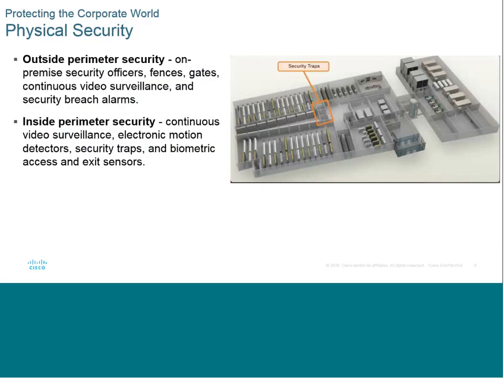Similarly, inside perimeter security; these were the outside perimeter security. The inside perimeter securities are continuous video surveillance, electronic motion detectors, security traps, and biometric access and exit sensors. With the help of these, we can secure our data physically. Also, we can lock our offices very carefully, and we have to take all these measures for physical security.